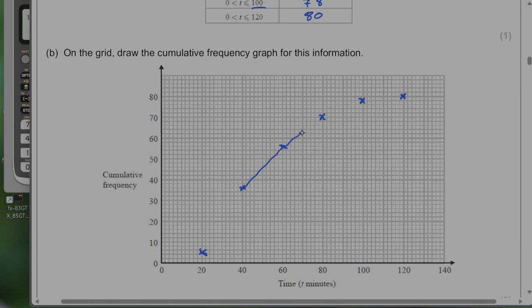Right. So these should be joined with a smooth curve. Obviously, on the screen, I'm not great with the smooth curve. And we will join this one to 0. And it's not a very good looking curve.